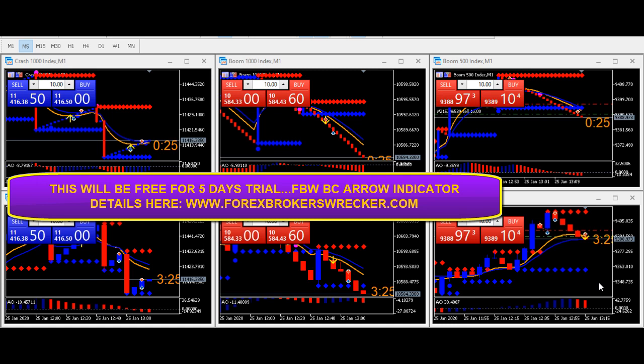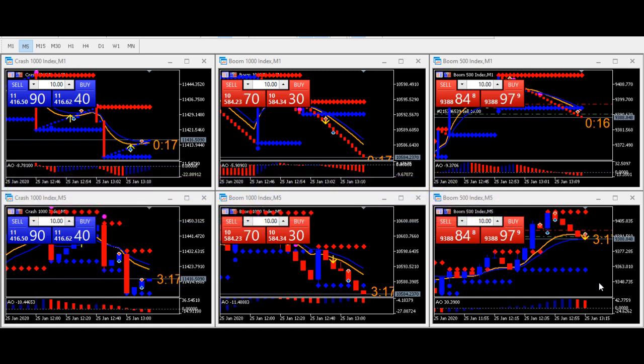This is going to be a very quick one, and this is how this system works. I only use it on Crash 1000, Boom 1000, and Boom 500. The reason why I don't use it on Crash 500 is that it's very erratic. At times it doesn't follow pattern, and I've been able to achieve great success.